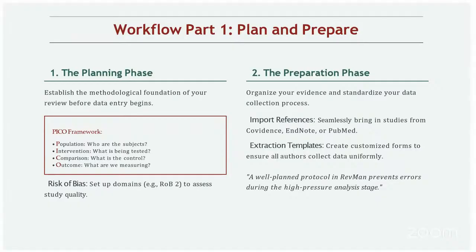Okay, for the workflow, there will be 2 parts. The first part is plan and prepare. For the planning phase, we use PICO as a framework. P is for population, who are the subjects; I is intervention, what is being tested; C is comparison, what is the control; and O is outcome, what are we measuring. Also, you set up your risk of bias domains early.